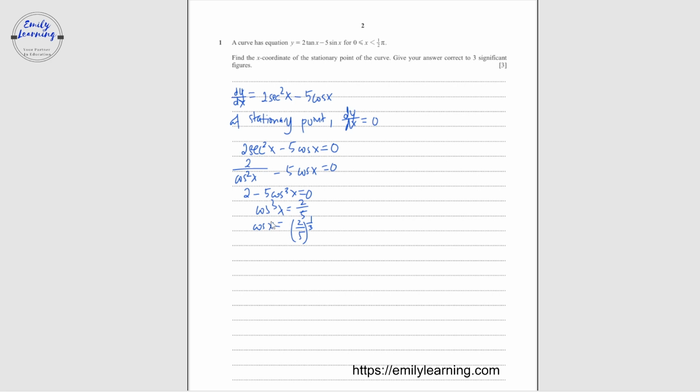Next, because I know that x is between 0 and pi over 2, which is effectively in the first quadrant, I only need to take the angle in the first quadrant. So to find x, I will simply take cos inverse of (2/5) to the power of 1/3. Because the range of x is given as 0 to pi over 2, it is in radians, so we need to make sure that our calculator is in radian mode.